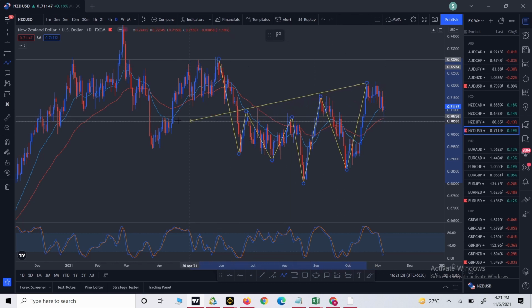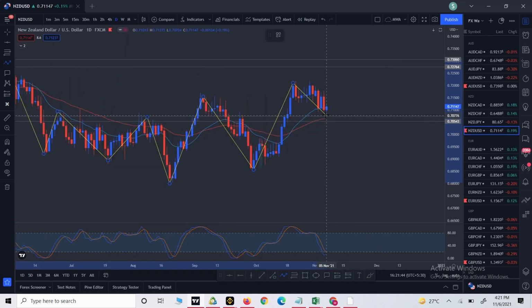This zone, as you can see, has been retested a couple of times. So this was a strong support zone to the falling price. And as we can see, there is already some kind of bounce that you can see with this blue candle.